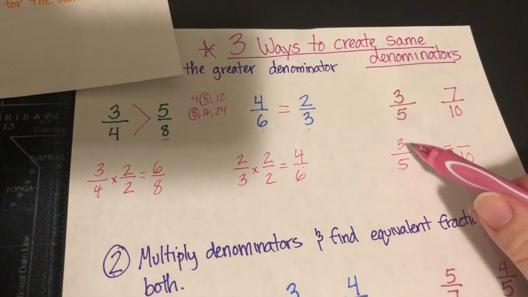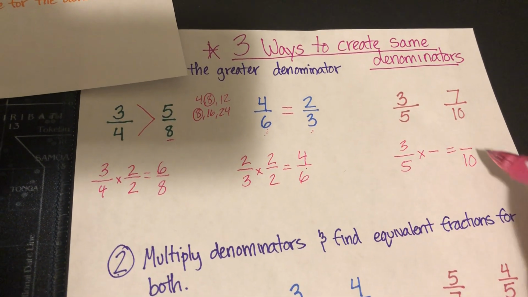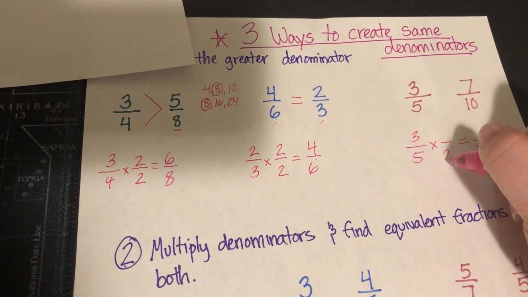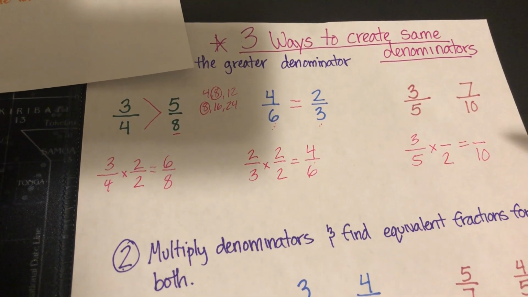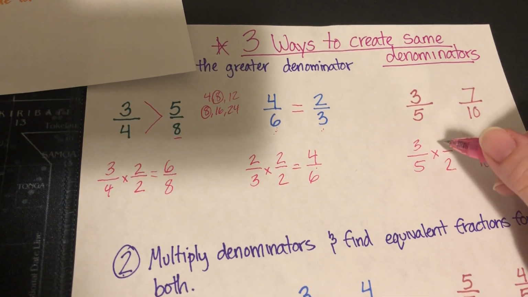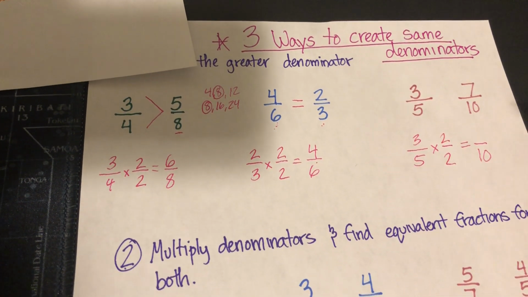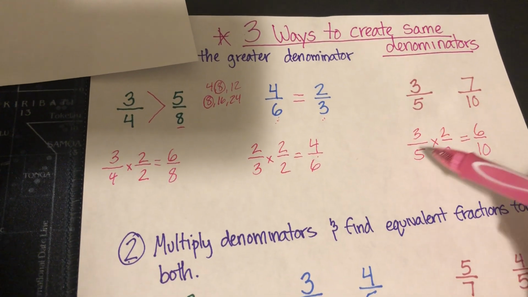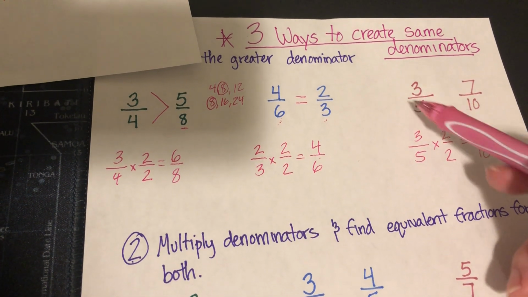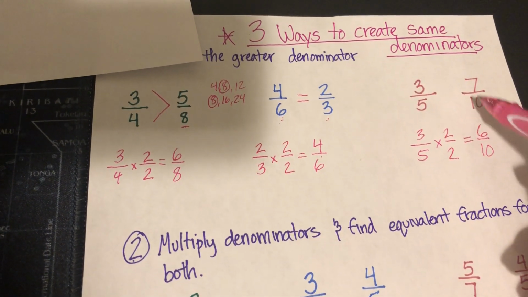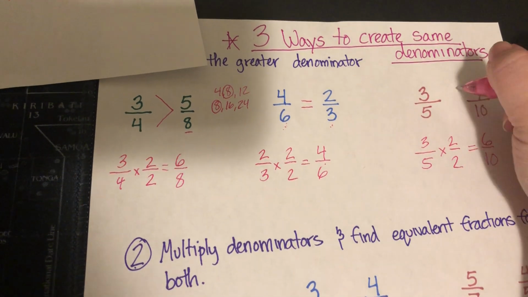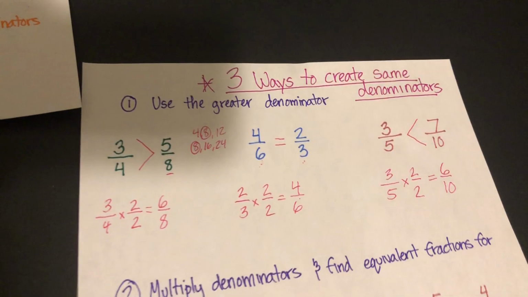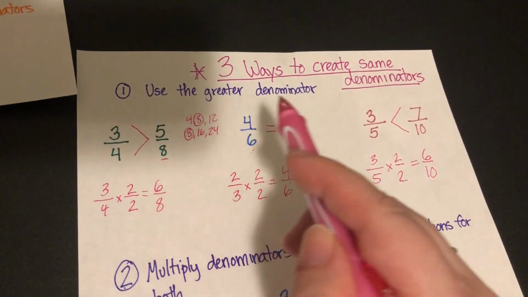Okay, so 3/5 times something will give me something over 10. So 5 times what will give me 10? 5 times 2 will give me 10. Okay, 3 times, this is going to have to be 2 as well. 3 times 2 gives me 6/10. So I have 3/5, which is equivalent to 6/10. So imagine this was 6/10 over here versus 7/10, which is bigger? 7/10 is bigger, okay? So that right there is rule number 1, using the greater denominator.